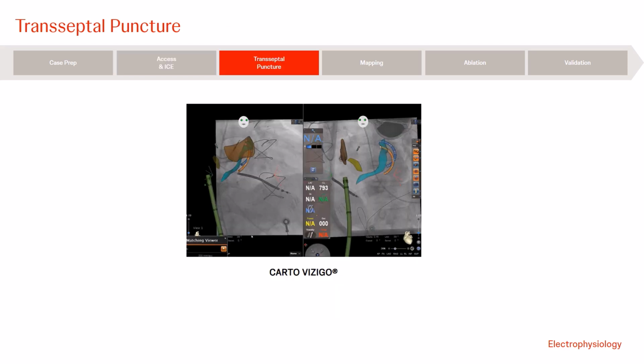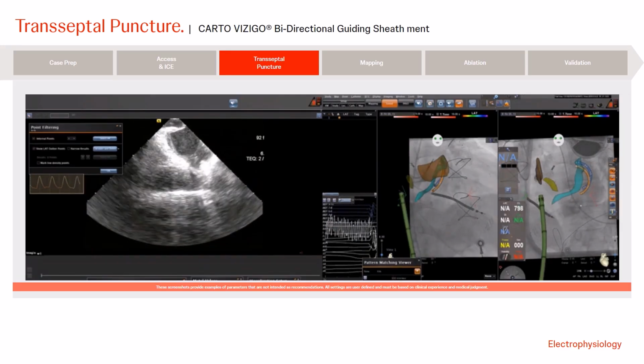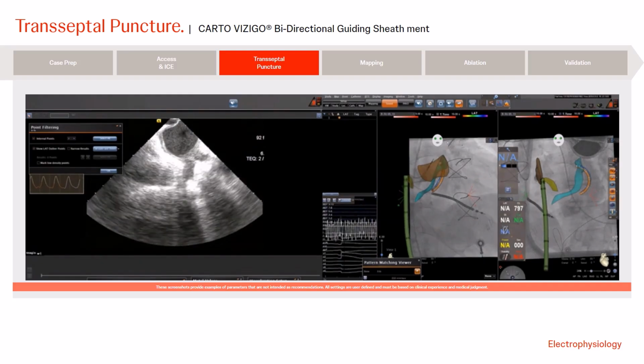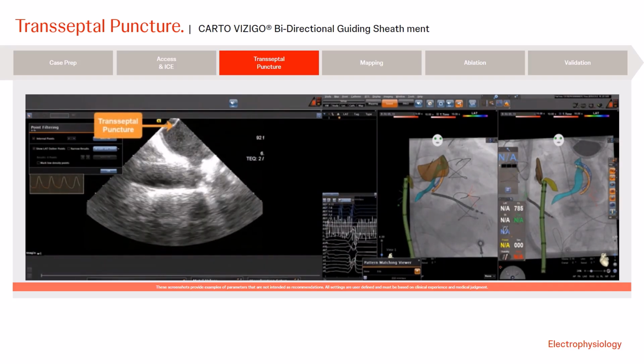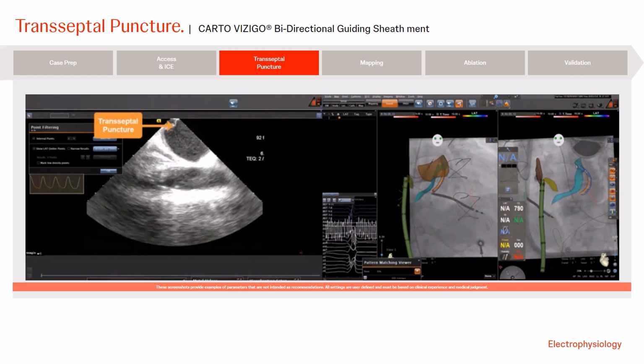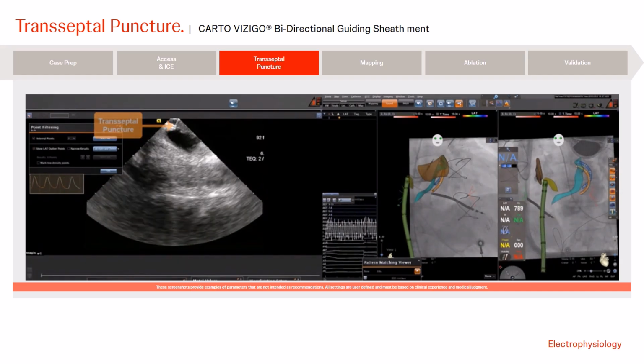Now let's talk about the next phase of the procedure, the transeptal puncture. In order to electrically isolate the pulmonary veins, the physician must cross the interatrial septum and gain access to the left atrium. During this step of the procedure, a physician can perform a transeptal puncture and gain access to the left side of the heart using the Cardiovisigo bidirectional guiding sheath.